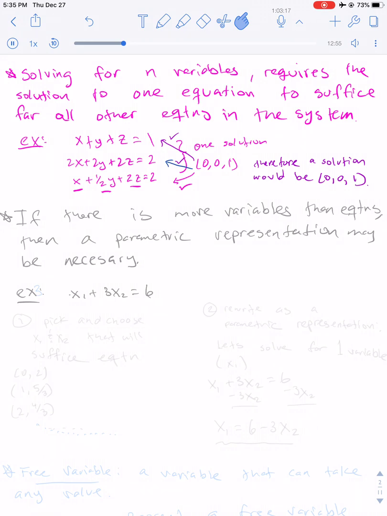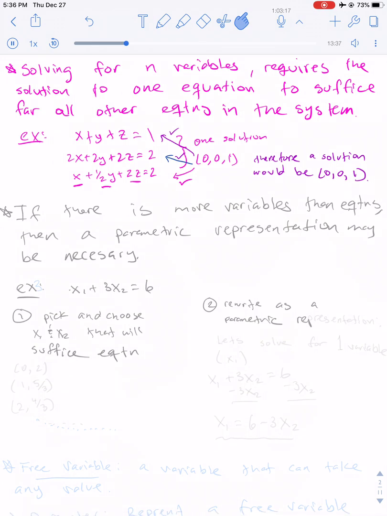Well, one option is we could pick and choose variables x1 and x2 that will suffice it. Or 2, rewrite as a parametric representation. And I'm going to abbreviate representation as rep for future. Well, now what is a parametric representation? What does that mean?